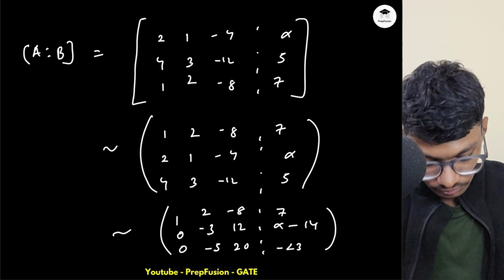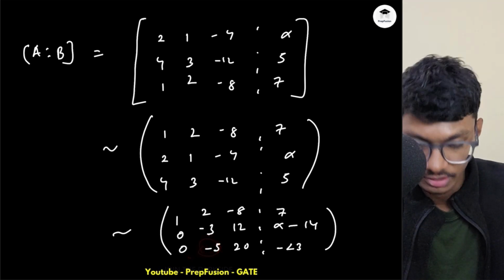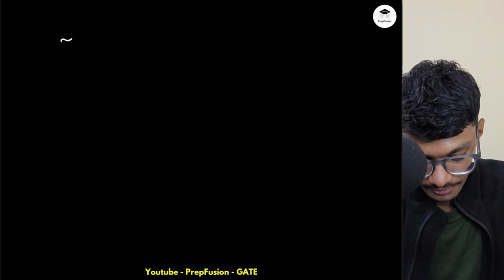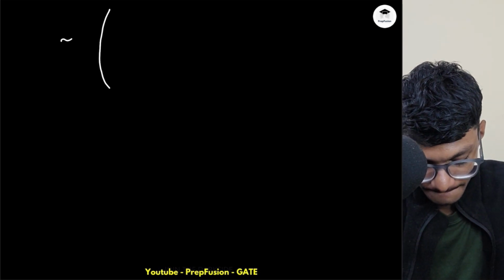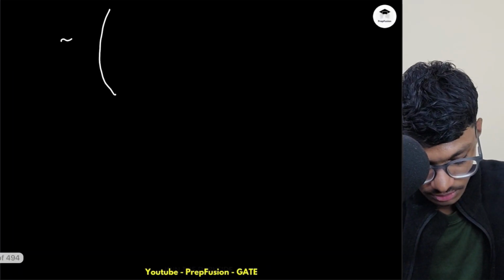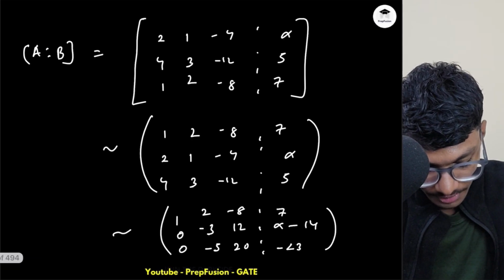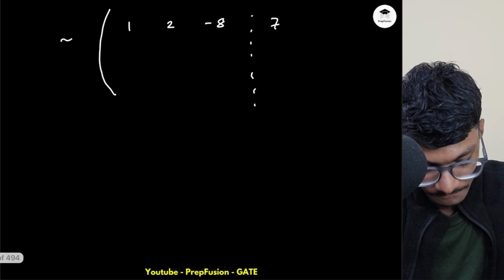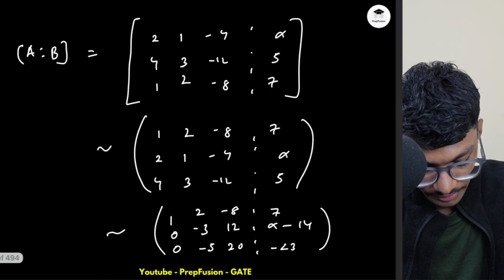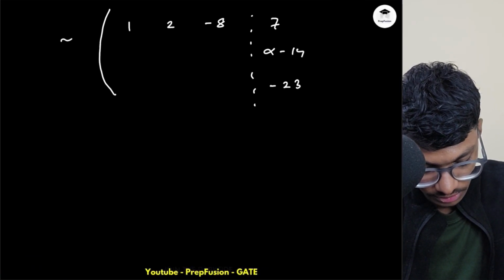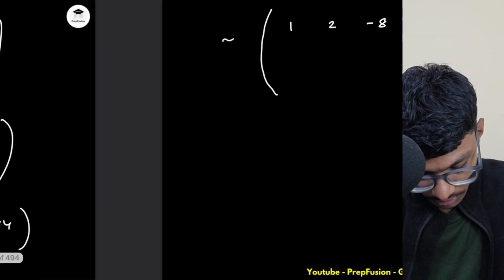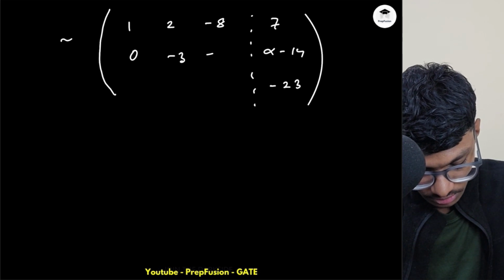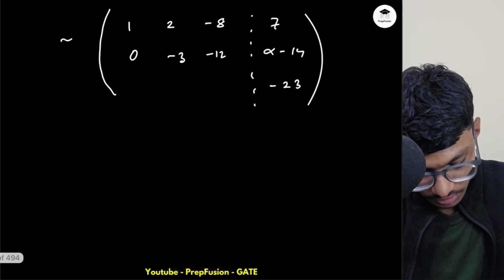Okay, now I have to make this one also 0, right, to convert it fully into row echelon format. So let's further solve this. This is 1 2 minus 8, and this is 7 alpha minus 14, minus 23. And this is basically 0, minus 3, minus 12, sorry, not minus 12, this is plus 12.